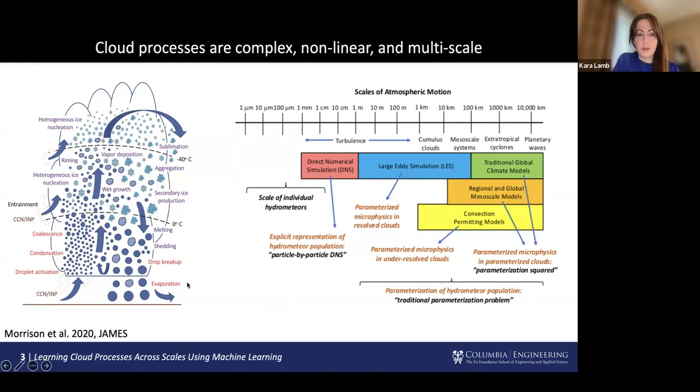So if we wanted to model all of the physics of these processes, we would need something like a direct numerical simulation to explicitly model how the cloud evolves at the smallest scale. But we can't possibly do this on the order of the climate. So even when we go to something like a large eddy simulation, where we can model like a single cloud or a cloud field, we already have to have some way to parameterize these microphysical processes. And then when we get to the scale of climate, we're really having to come up with some very simplified representations of the microphysics. And we even have to parameterize the larger scale cloud processes. So we have this sort of parameterization squared problem.